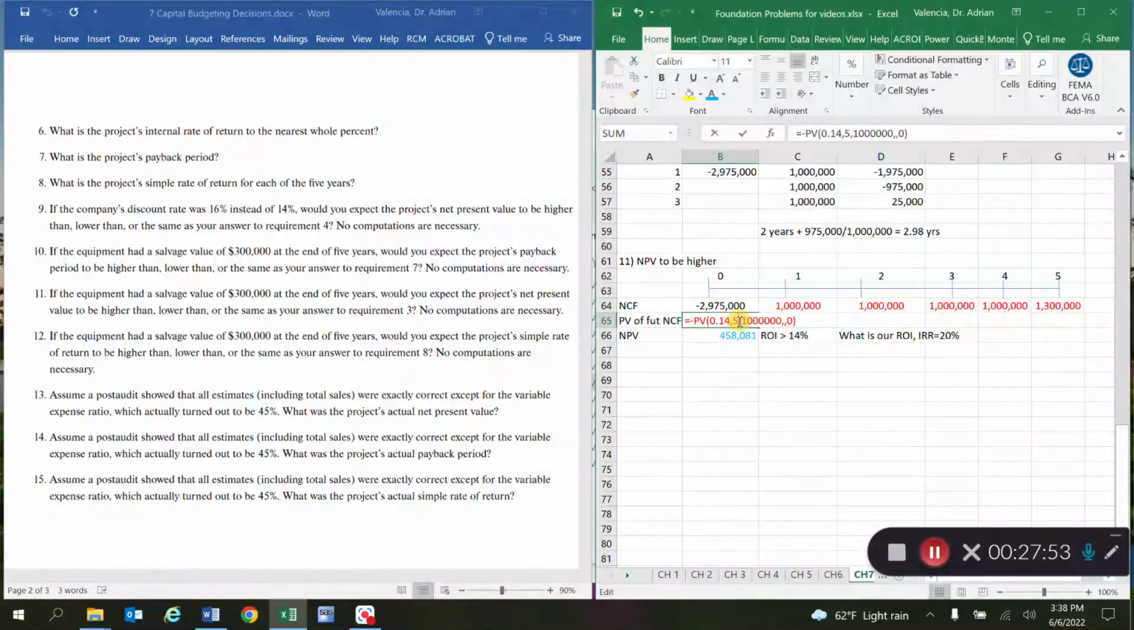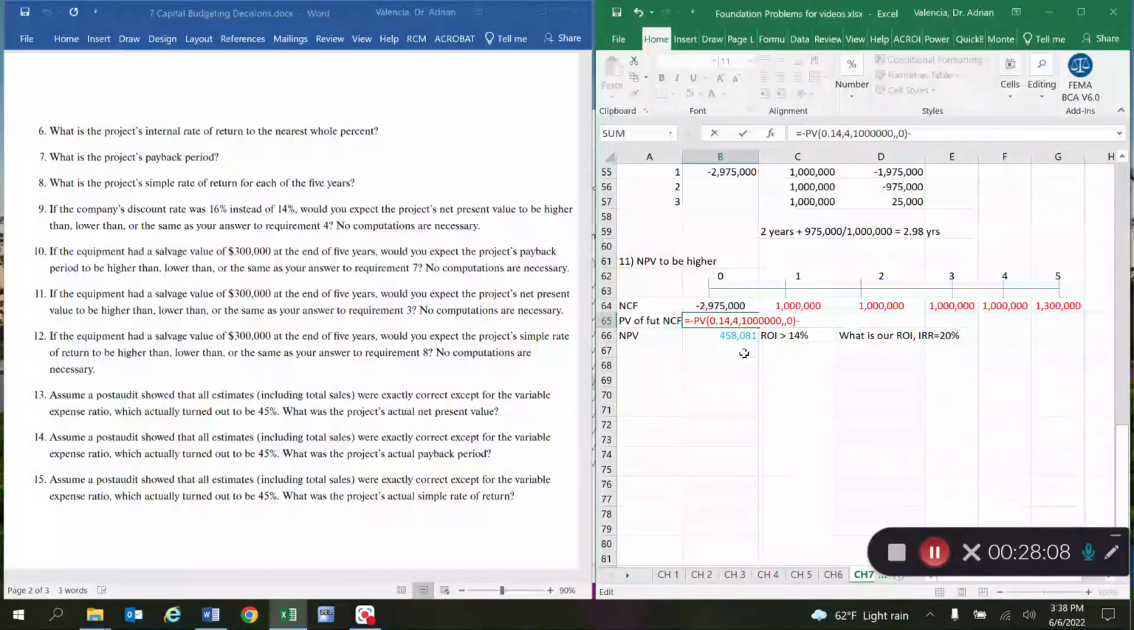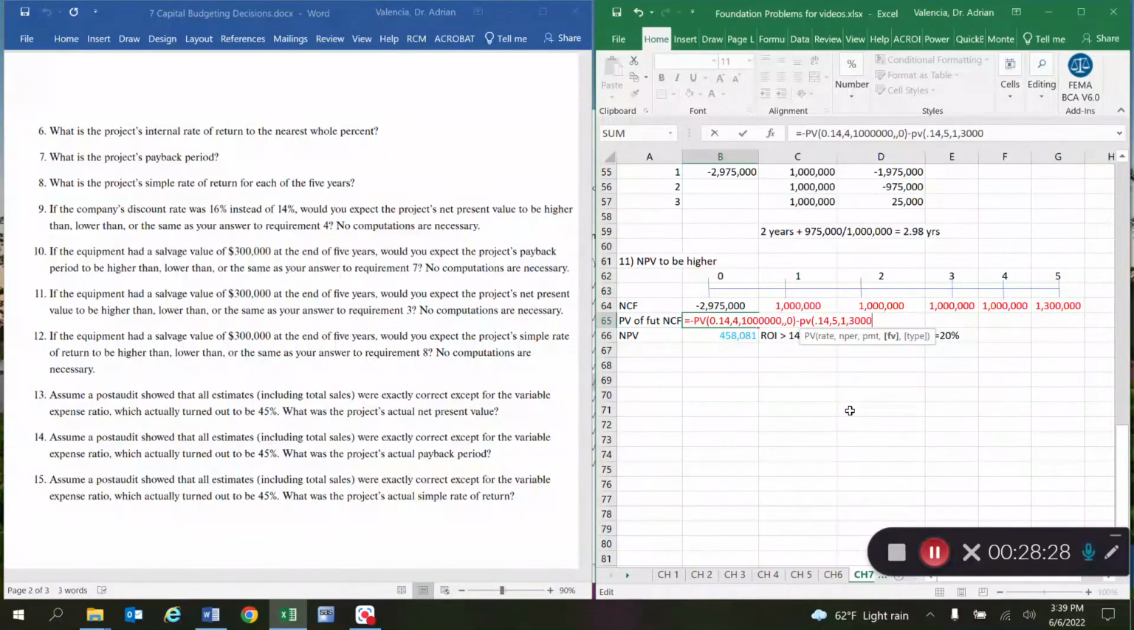So just for the sake of completion, I'm going to do the present value of 4 payments of $1 million, plus I'm also going to do, or in this case minus, so it ends up being positive, minus the present value of 1 payment over 5 periods. Okay, don't get confused here. This is now the 5th period, and this is going to be 1 payment of 1,300,000.